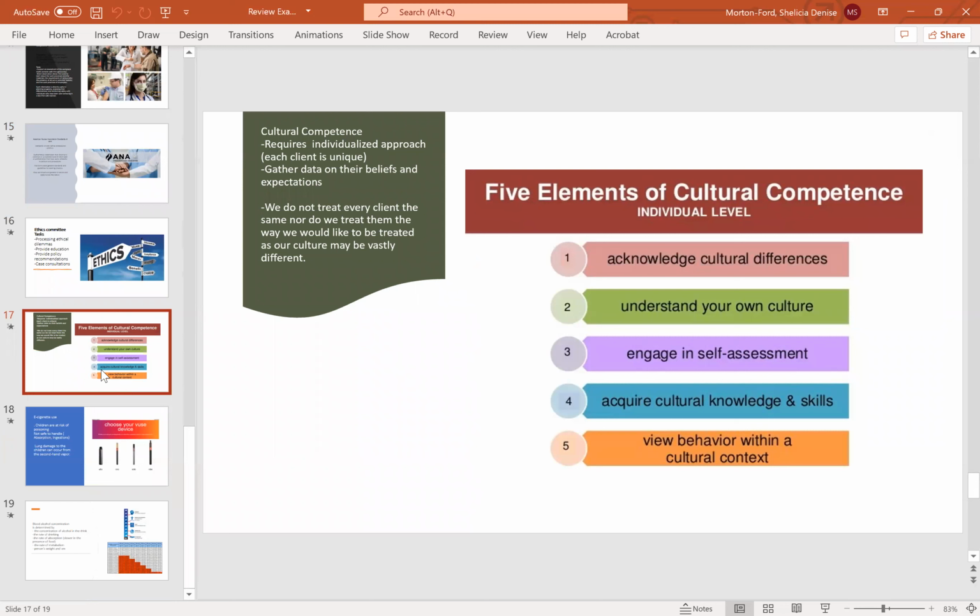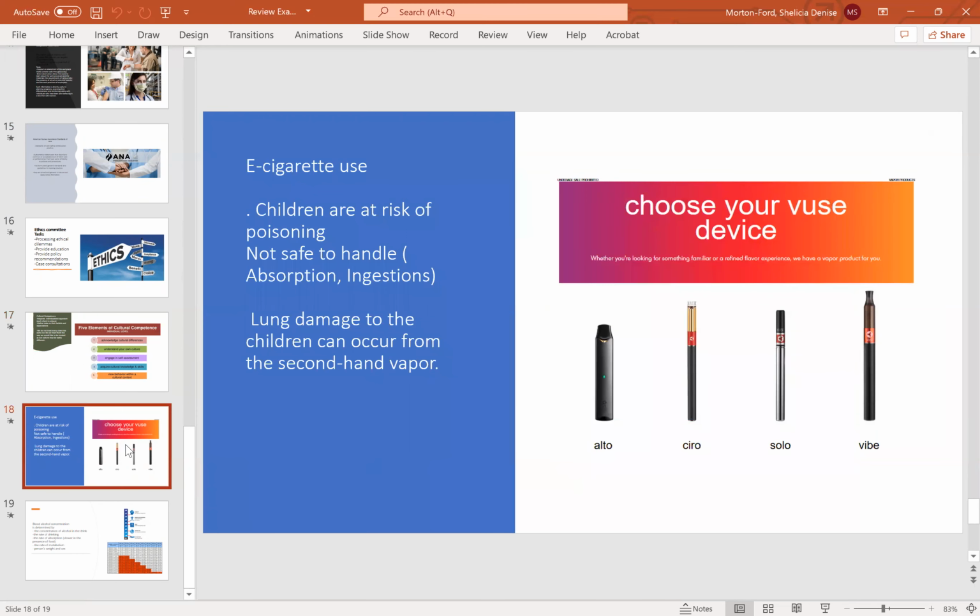Okay, cultural competence requires an individualized approach for each client because everyone is unique. We have to gather data on their beliefs and expectations. We do not need to treat every client the same, nor do we want to treat them the way we would like to be treated. We have to respect differences in culture. We have to first recognize our own beliefs, so that we can move forward and provide care for someone else.